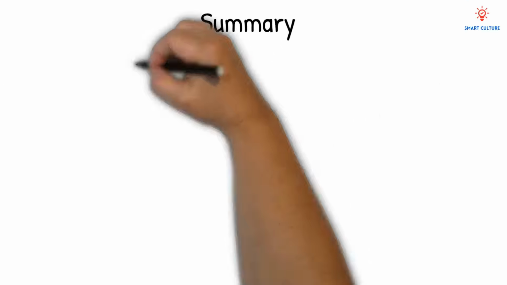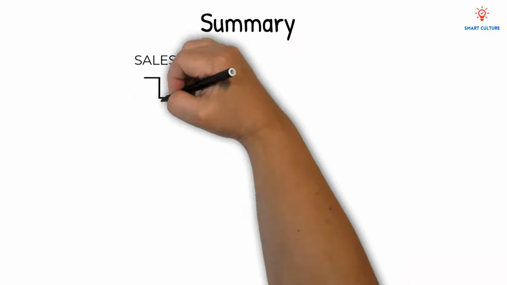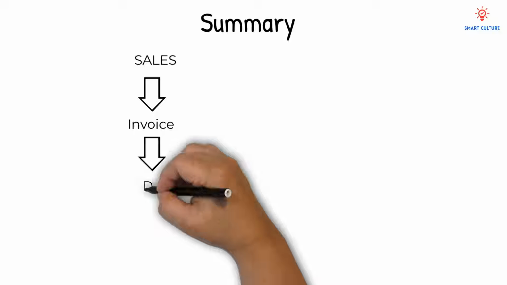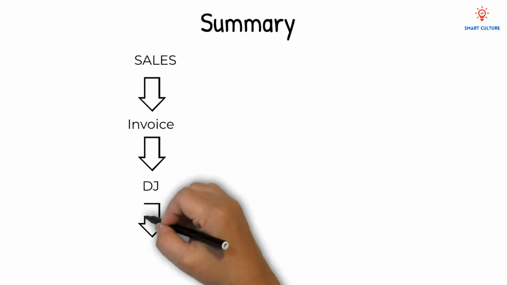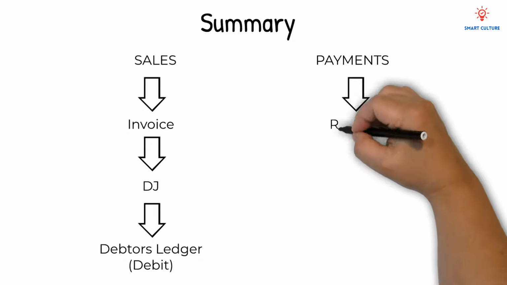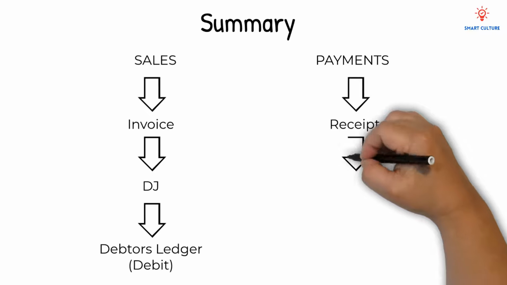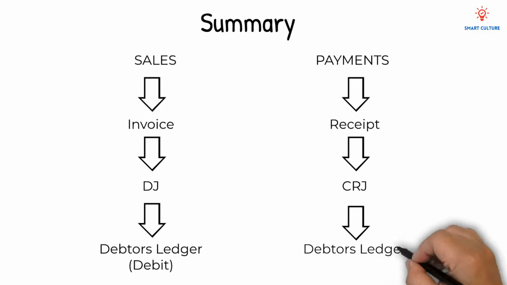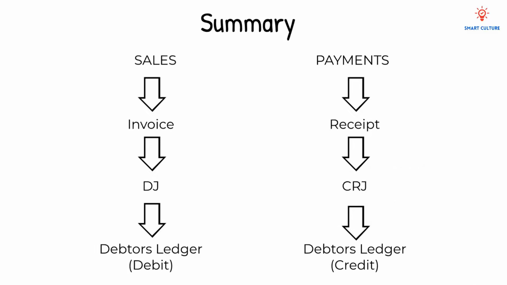Let's summarize what we've learned. Sales go from the invoice into the Debtors Journal and then into the Debtors Ledger, where it is debited. Payments go from the receipt into the CRJ and then into the Debtors Ledger, where it is credited. And now we've learned how to post from the Debtors Journal and the Cash Receipts Journal to the Debtors Ledger.